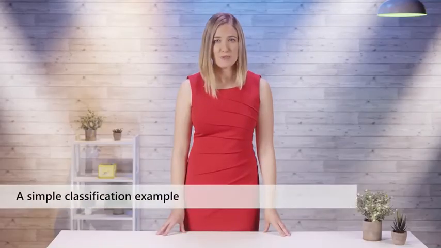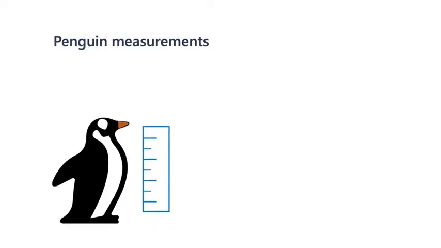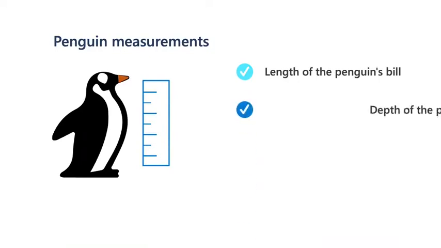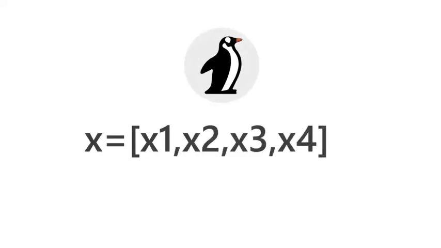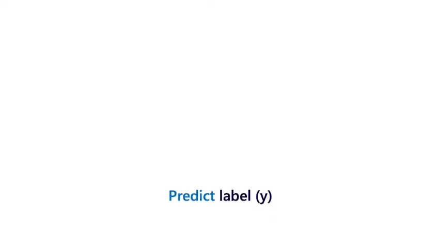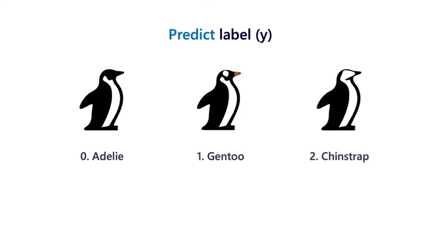For example, suppose your observation consists of some measurements of a penguin. Specifically, the measurements are the length of the penguin's bill, the depth of the penguin's bill, the length of the penguin's flipper, and the penguin's weight. In this case, the features x are a vector of 4 values, or mathematically, x equals x1, x2, x3, x4. Let's suppose that the label we're trying to predict, y, is the species of the penguin, and that there are 3 possible species it could be: 0, an Adelie, 1, a Gentoo, or 2, a Chinstrap.